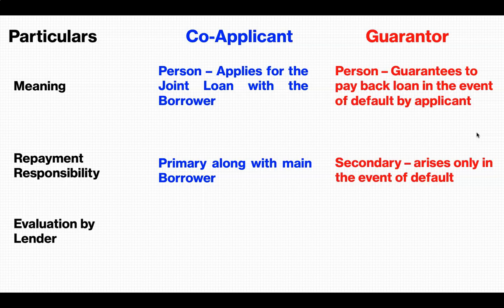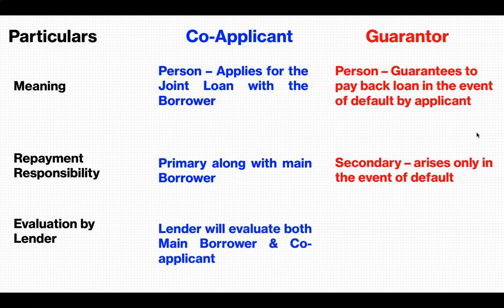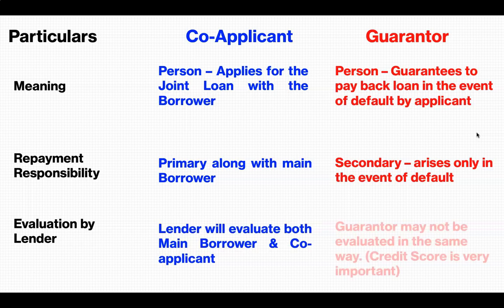How are bankers going to evaluate the co-applicant and guarantor? Whether it's going to be on the same footing? Let's see. The lender will evaluate both the main borrower and co-applicant, which means almost at equal footing. Whereas when it comes to the guarantor, the guarantor may not be evaluated in the same way, but the bank will be looking at the credit score of the guarantor. That's very important.